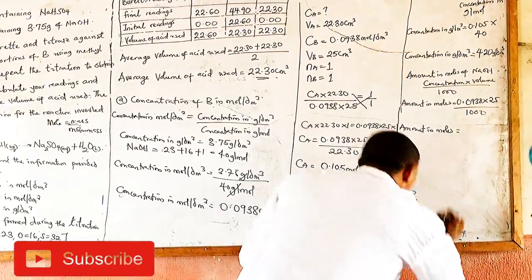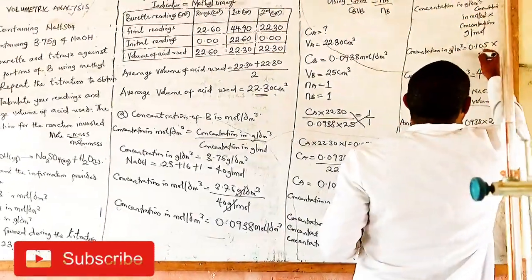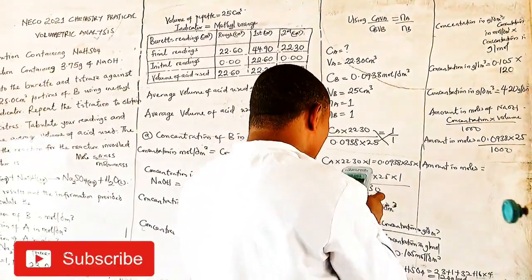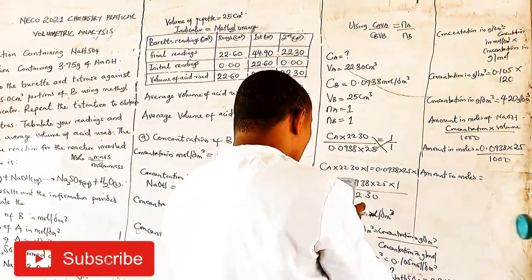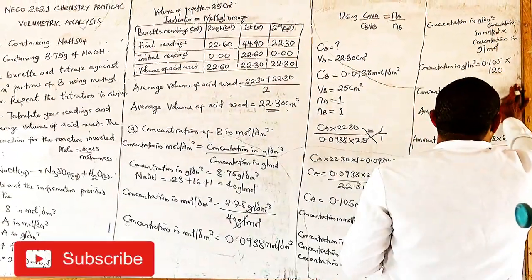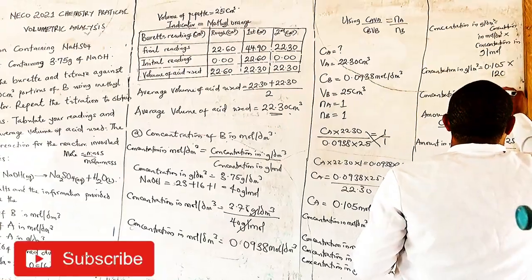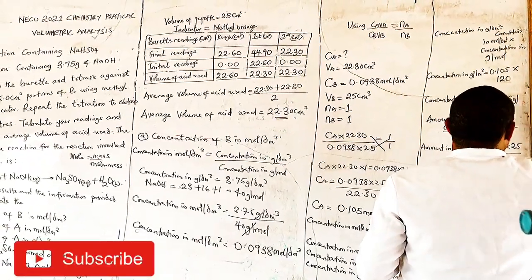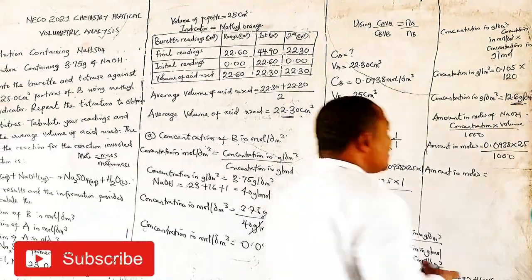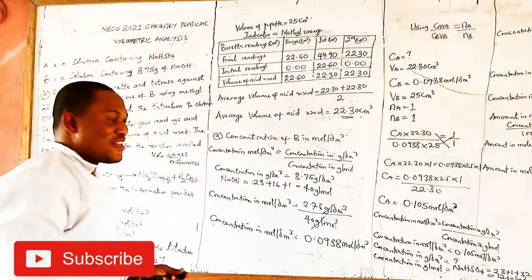120 gram per mole. So definitely this is times 120. Sorry, 120. So that will be times 0.105. So that's giving us 12.6 gram per dm cube.